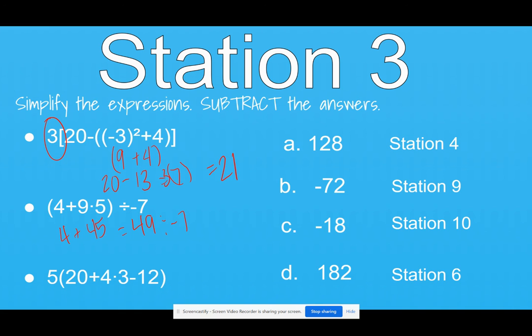Same thing down here. Inside, we do multiplication first. So we'll have 20 plus 12, which is 32, minus 12 gives me that original 20. And multiply that by 5, and we get 100. And I say subtract all these. So 21 minus a negative 7 is 28. Minus 100 gives me that negative 72.